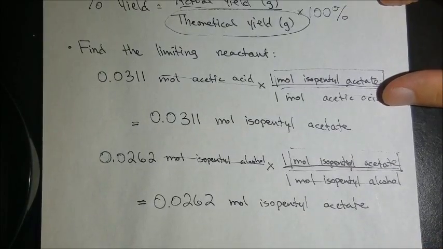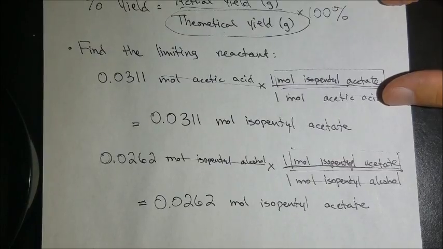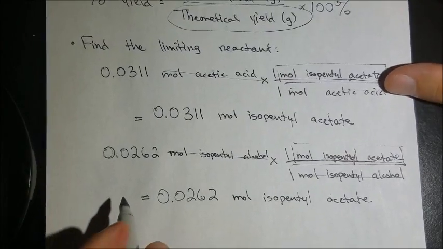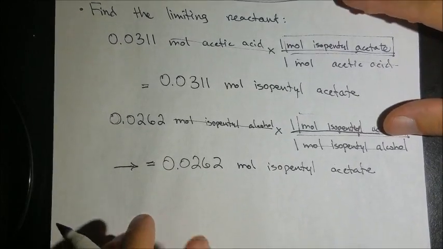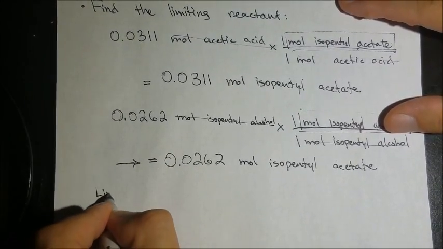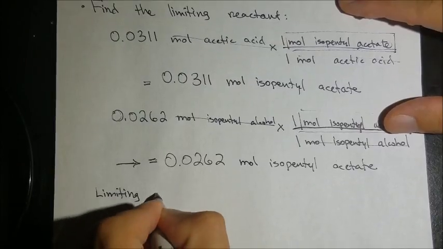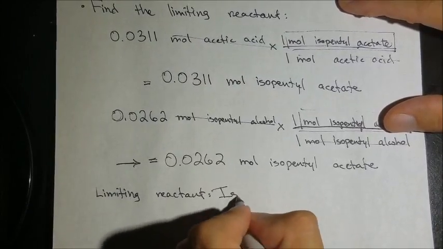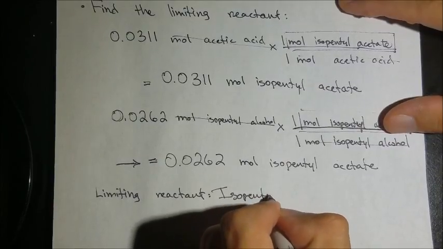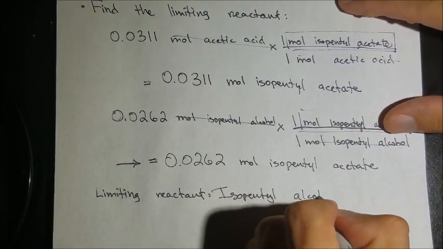So which of these is our limiting reactant? It's going to be the one that gives us the least amount of isopentyl acetate, because that's the one that we're going to run out of first. So this would be this one right here. This is our limiting reactant. And so the limiting reactant was the isopentyl alcohol.